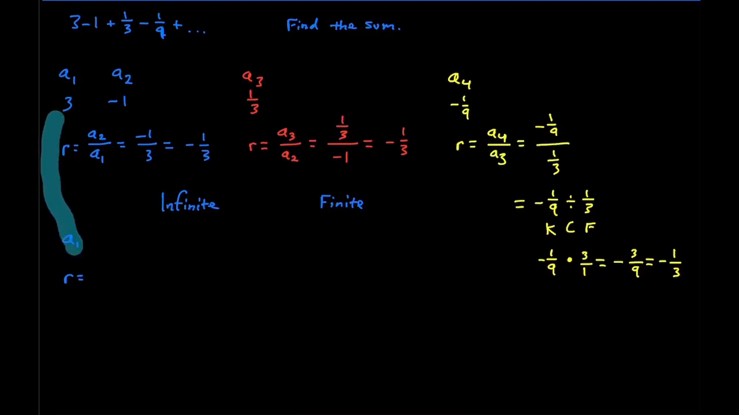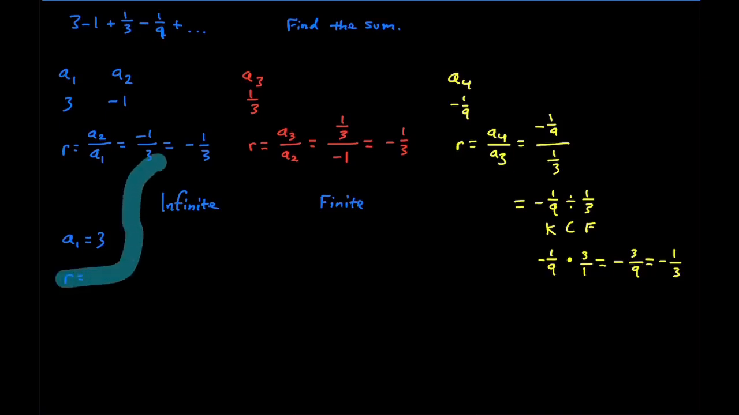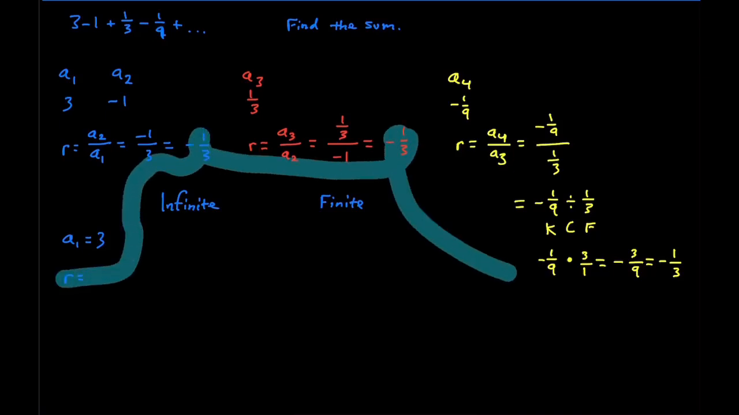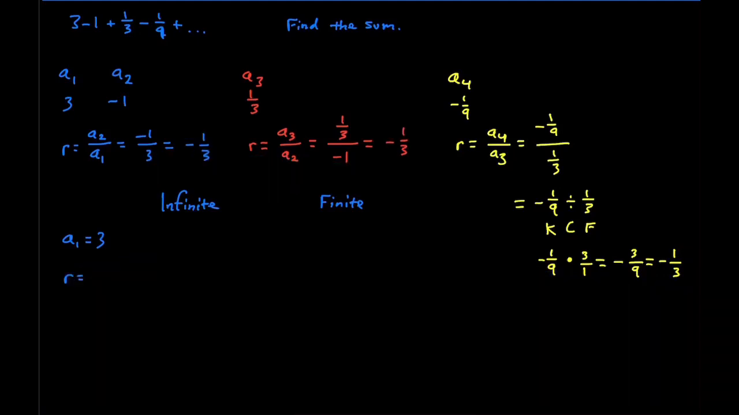Here we already know that this is 3. A1 is 3. And here we found out that r is negative 1/3 for all of these. So r is negative 1/3. Since it's an infinite series, you'd use this formula where you have a1 over 1 minus r. And you plug these in.